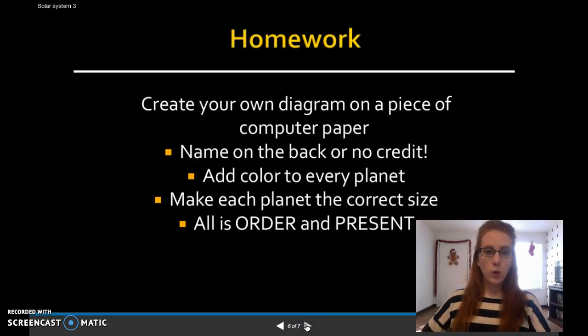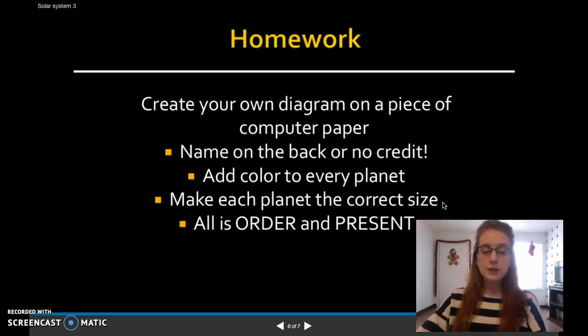Here are some of the requirements for your homework. You have to create this diagram on a piece of computer paper. I don't want it on notebook paper. We use computer paper so that you can easily add color to it without there being any lines, without it being messy. On the back, I want you to put your name on it or you will not get any credit for this because I can't give credit if I don't know whose paper it is. I want you to add color to every planet so it looks very colorful, so we have a colorful solar system instead of it being just black and white.